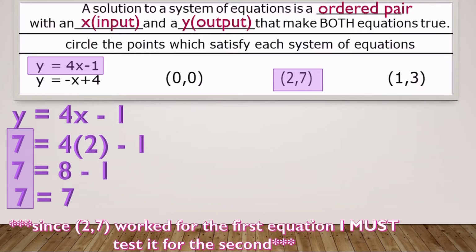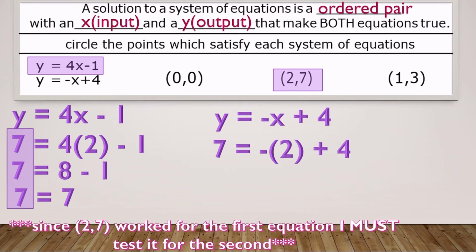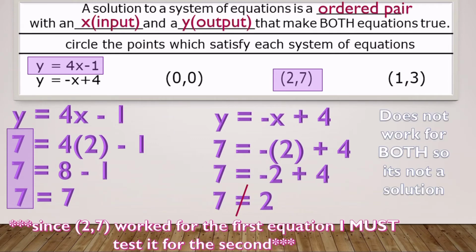But since it worked for the first equation, I must test it for the second. So please underline, you must test it for the second. So what that means is I'm going to take the second equation in my system. I'm going to plug 7 in for y and 2 in for x. What happens is I have 7 equals negative 2 plus 4. Does 7 equal 2? No, it does not. So since it does not work for both, it is not a solution to the system.